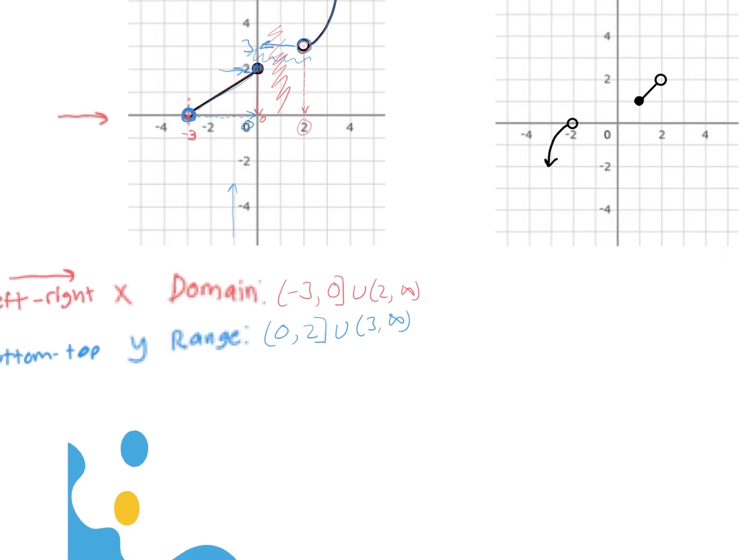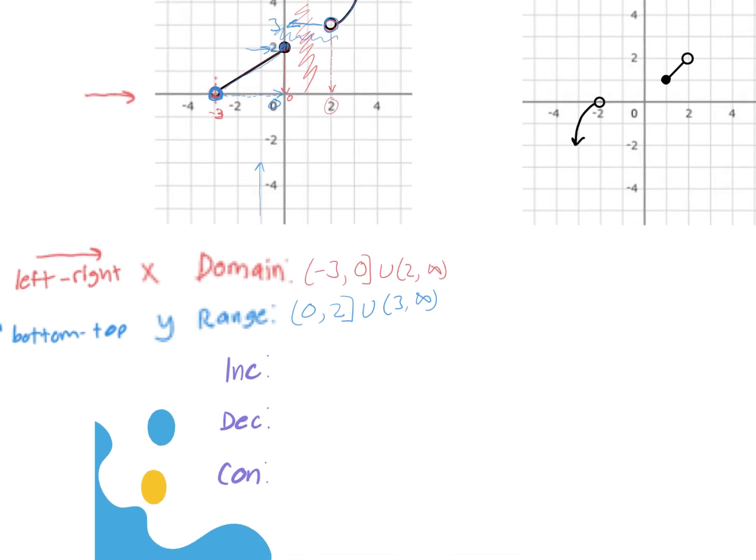And now let's move on to any intervals of increasing, decreasing, and constant. Like I said in the previous slide, for these you have to look at your x values, so you're going from left to right, going in this direction. You're not looking at where it's increasing to. You're looking at in which interval we're going up.